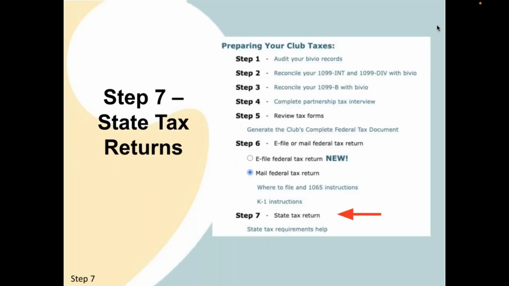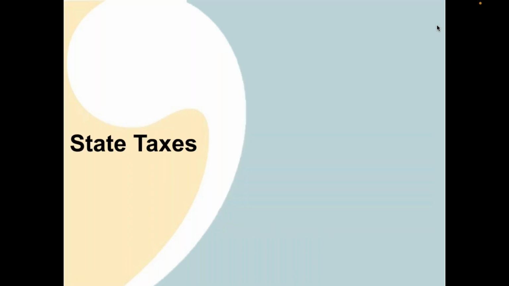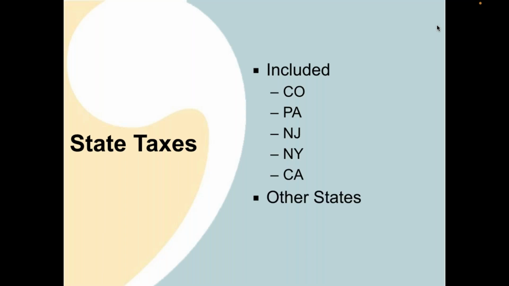Congratulations! Now you've submitted your federal tax return to the IRS, either by e-filing or by mail. Now you move on to step 7, state tax returns. Some states require you to file state partnership returns as well as your federal ones. We provide state return programs for Colorado, Pennsylvania, New Jersey, New York, and California. If your club needs them, state returns for these 5 states were automatically generated by bivio in step 5.